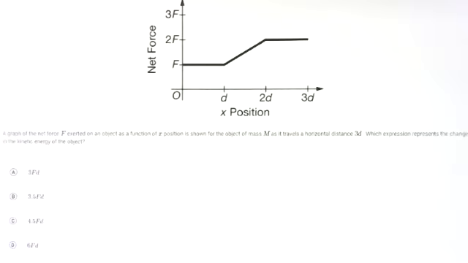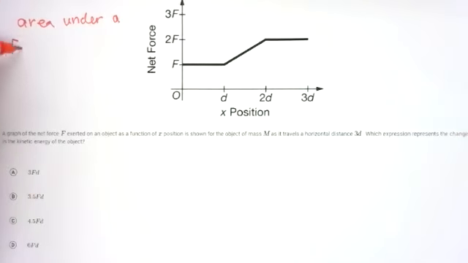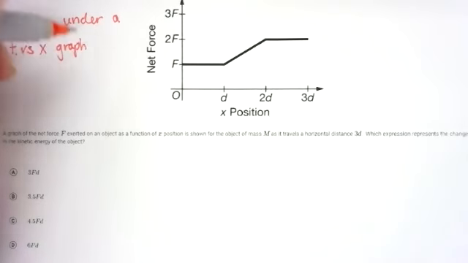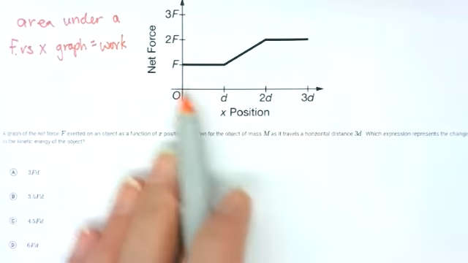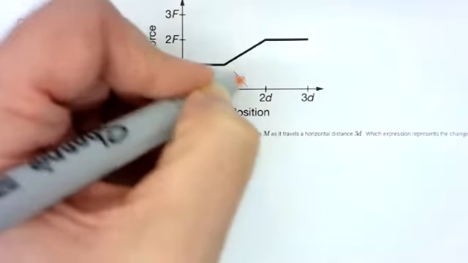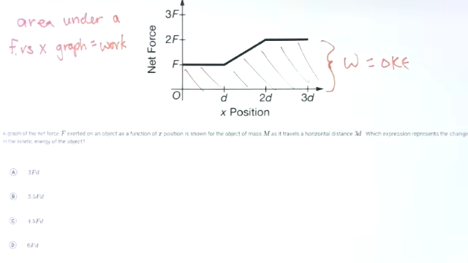Well, this is going to be tough for you to answer until you know that the area under a force versus displacement graph equals work. So if we find this area, all of this is going to equal my work, and work equals the change in kinetic energy. So which expression represents the change in the kinetic energy of an object? So I need to find this area.